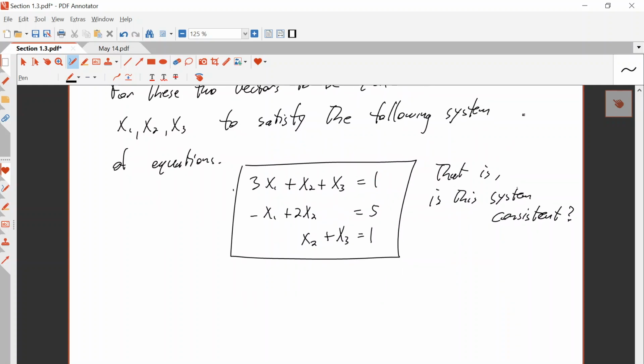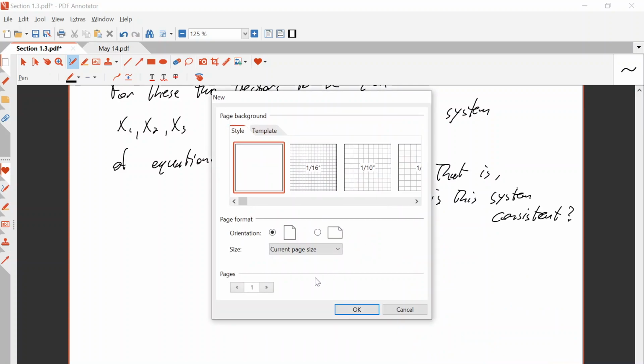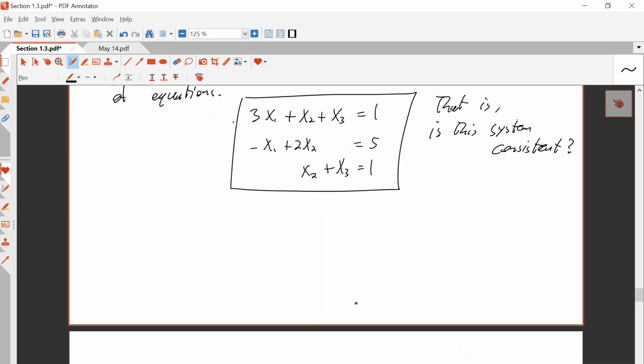So there's our system of equations. Let's write it in matrix form. So the matrix is [3, 1, 1, 1; -1, 2, 0, 5; 0, 1, 1, 1].